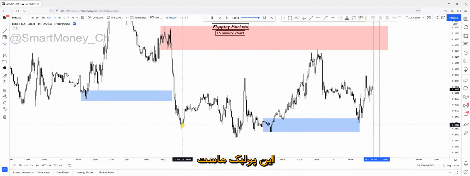If price reacts on this demand zone, which it actually did, as you can see, before this session started, reacting on this demand zone, then price will be bullish on the 4-hour chart, because price changed character on the 4-hour chart. If price changes character on the 15-minute chart, the 15-minute and the lower time frames will turn bullish too.